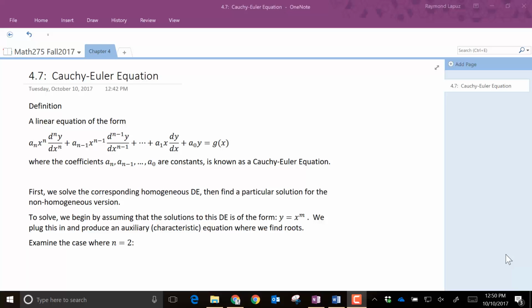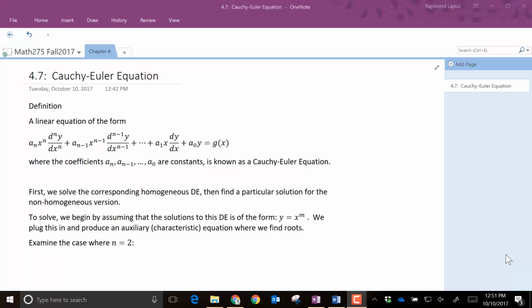And so a linear differential equation that looks like this, where you have x to the n paired up with the nth derivative of y as a term, and then the idea goes all the way through here. If you have a scenario like that, a linear differential equation that looks like this, this is called a Cauchy-Euler equation.